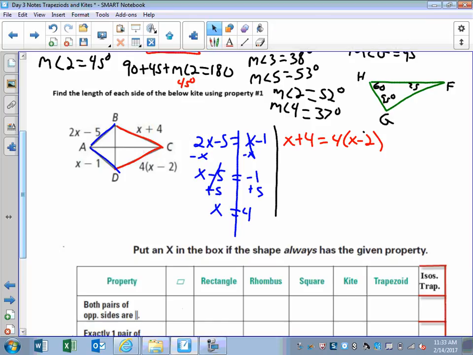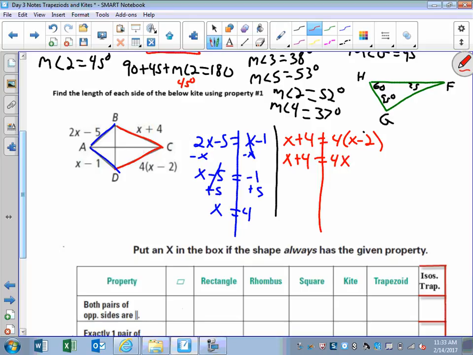So if we do the red sides, we should get the same thing because x is going to be 4 no matter what. So we would have x plus 4 equals 4x minus 8. Subtract x, subtract x. So we got 4 equals 3x minus 8. Add 8 to both sides to get the x's by itself. We have 12 equals 3x. And then finally we have to divide by 3. So we get 4 equals x. So this one has more steps, but you got the same answer.